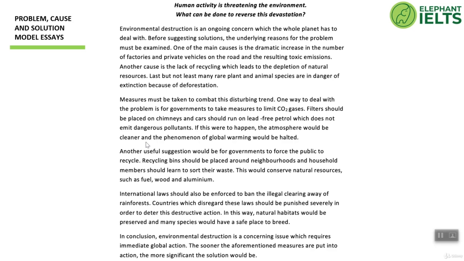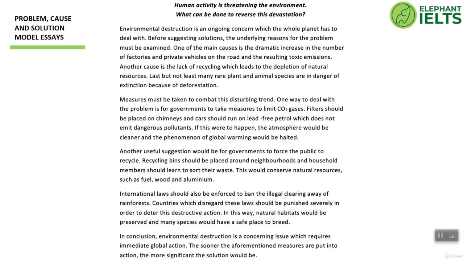For the second solution, the second main body paragraph, this attacks the second cause, which was the lack of recycling. Another useful suggestion would be for governments to force the public to recycle. Recycling bins should be placed around neighborhoods and household members should learn to sort their waste. This would conserve natural resources such as fuel, wood, and aluminium. So again, topic sentence, explaining the topic sentence and the result of taking that measure.